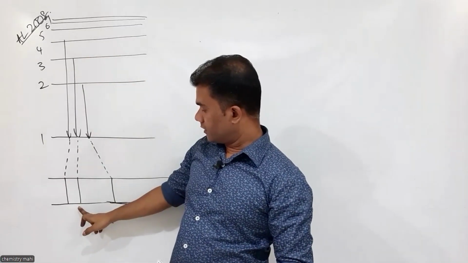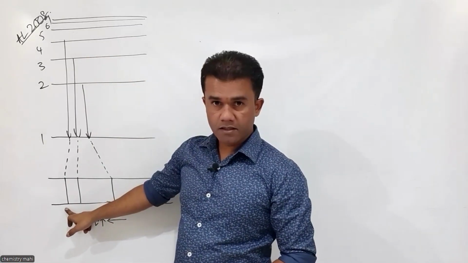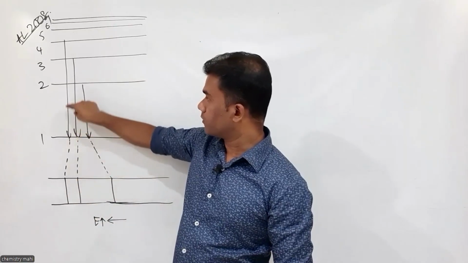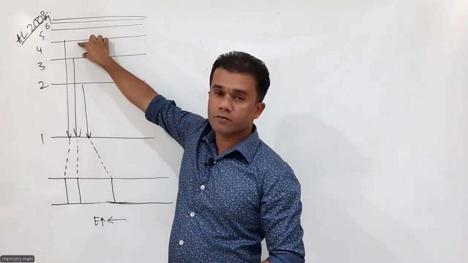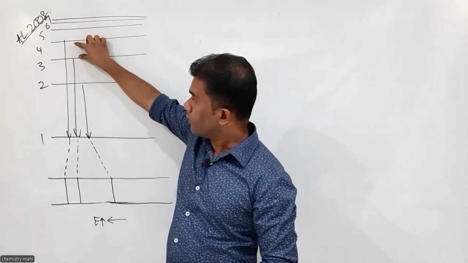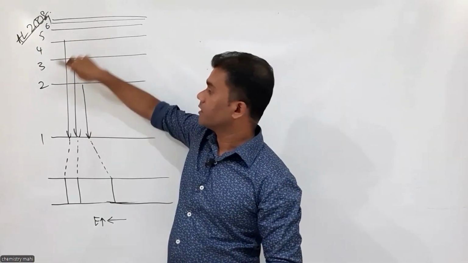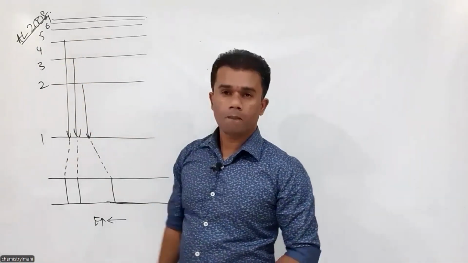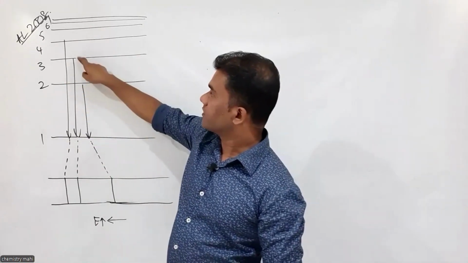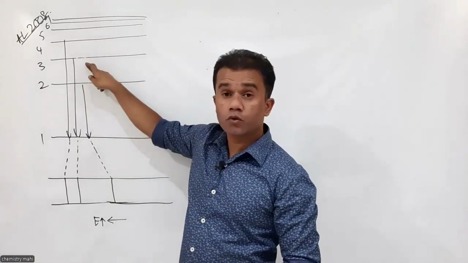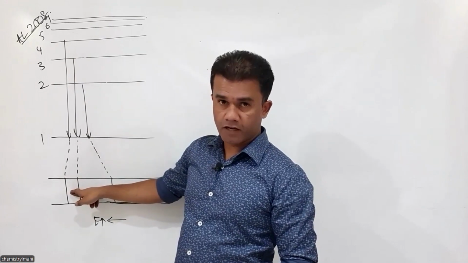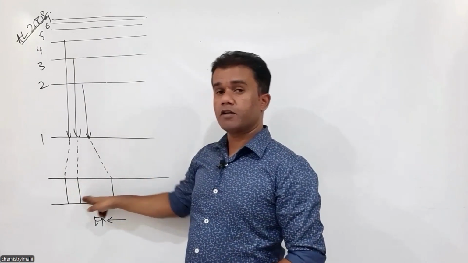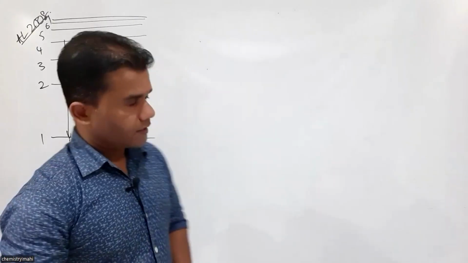The gap between the second and third line of Lyman represents the energy difference between these two transitions. What's that energy difference? It's the energy gap between 3 and 4. 1, 2, 3, and 4. The energy gap between 3 and 4 should be smaller than the energy gap between 2 and 3. That's why the gap between the second and third line of Lyman should be smaller than the gap between the first and second line of Lyman. That's the thing.